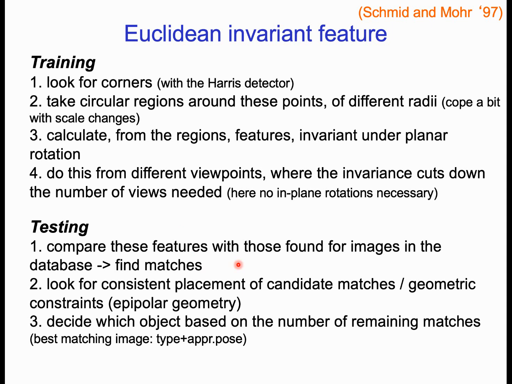Now, you can imagine that there are many matches, especially if we consider the local regions. So we have to prune out the matches that don't make any sense, that are basically spurious correspondences. For that, we look for consistent placements of the candidate matches using geometric constraints, for example, assuming that there's an epipolar transformation between the two images, which allows us to prune out matches that should not be there. Based on the number of remaining matches that are consistent with the geometric transformation we assume, we decide which object should be in the image.